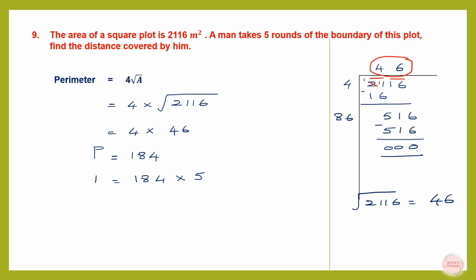So we can write it as D. Distance is equal to 184 into 5. This is 920, and the unit is meters because in the question the area is given as 2116 meters square. You write meter square when it is area, but when it is perimeter you only write meter. So the distance covered by this man is 920 meters.